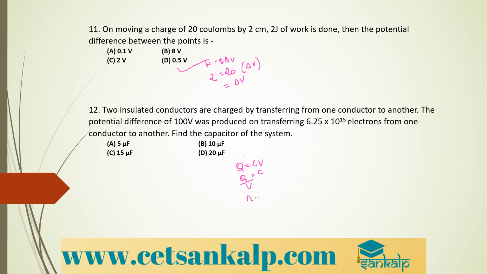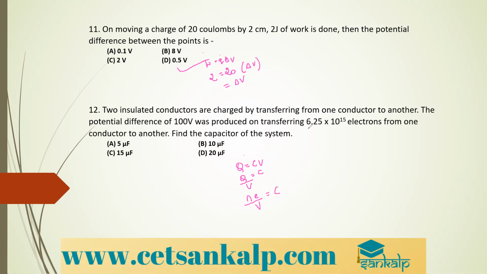The number of charges and the charge of the electron are given. That is, Q is equal to N into E. That is the quantization of charge formula. So Q is equal to N into E, divided by V is equal to C. See here, the N value they have given.